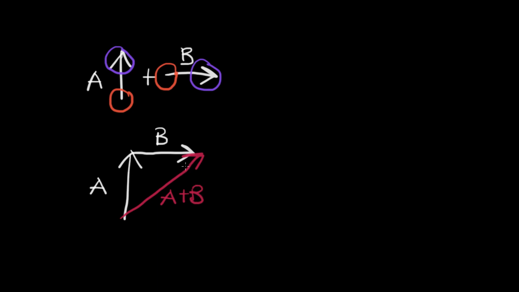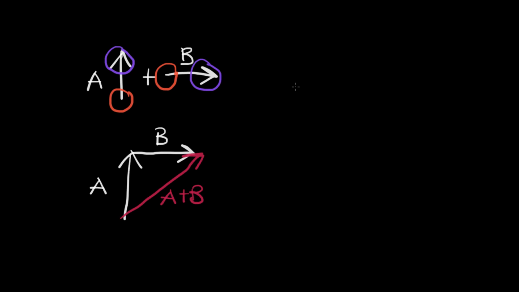Remember, when you add vectors, you connect the head of vector A to the tail of vector B, and then you draw the resultant vector from the tail of the first vector A to the head of the second vector B. Now the commutative law of addition says that it doesn't matter what order we add these vectors, they'll end up being the same.